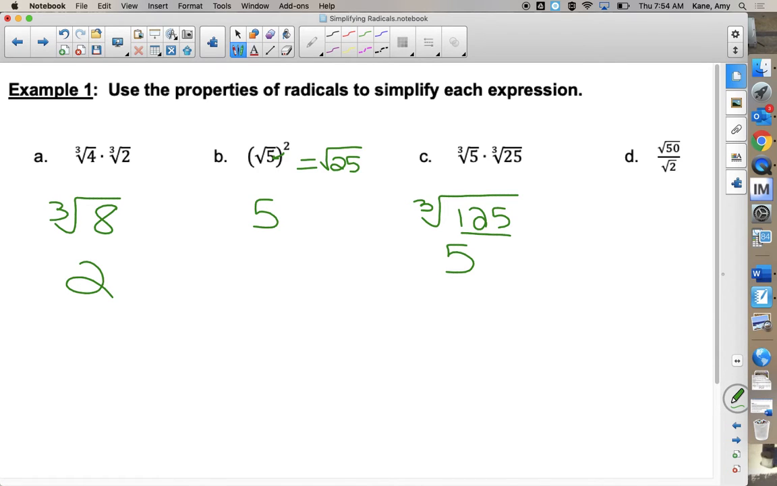And then the last one, the square root of 50 over the square root of 2. Ava. 5. Yeah, so this really becomes 50 divided by 2, which is just 25, and the square root is 5. So there you can think of that as one big division problem. The square root of 50 over the square root of 2, I can actually divide them and get the square root of 25, which is just 5.